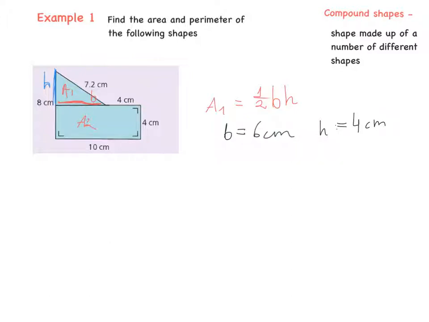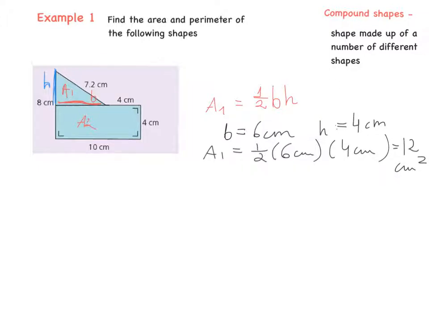Now, the next step is to put the numbers into the formula. Then we have A1 equals 1/2 multiplied by 6 centimeters and multiplied by 4 centimeters. 6 multiplied by 1/2 is 3. 3 multiplied by 4 is 12. So we have 12 centimeters squared.